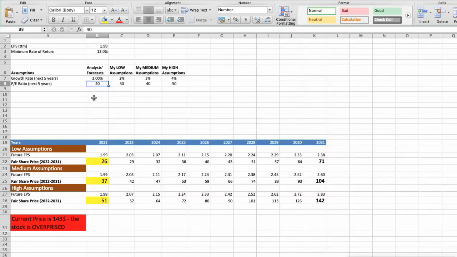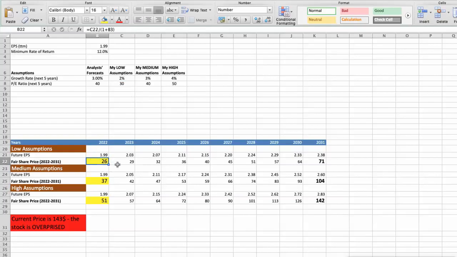Again, I will use 3 different scenarios for Clorox Company: bad, average, and good. First scenario. Clorox will have bad performance in the next 5 years, and we will use the following parameters in our calculation. Future growth rate would be low, 2%. Future P/E would be low, 30. In this case, the fair value of the stock today would be $26.